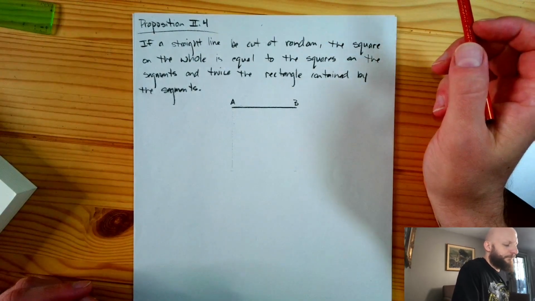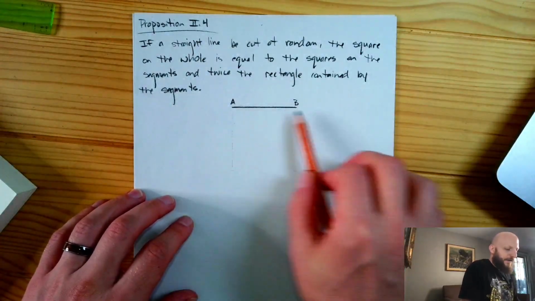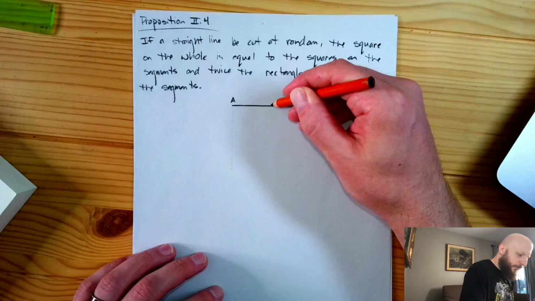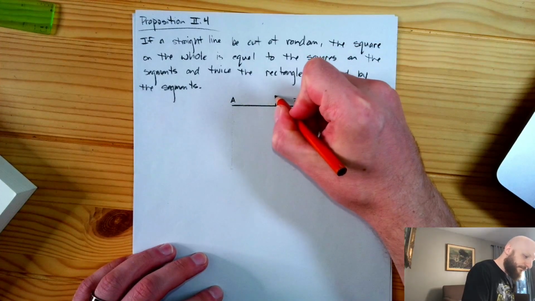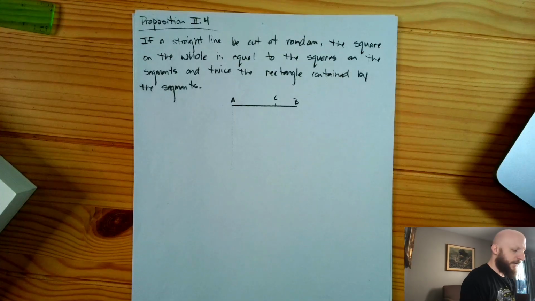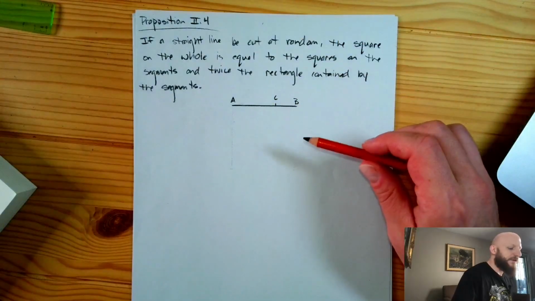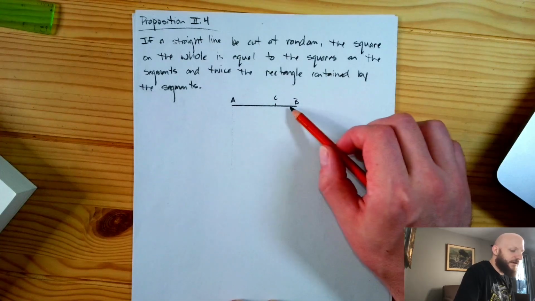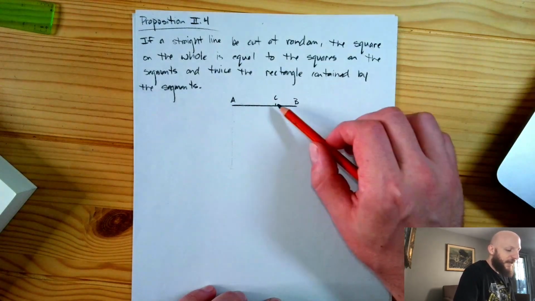Okay, so in other words, what this is saying is that if we have some straight line AB, I'll choose any point on it. I'll put it maybe right here. We'll call that point C. So the claim then is that the whole square, the square on AB, would be equal to the square on AC plus the square on CB plus two rectangles that have side lengths AB by CB.